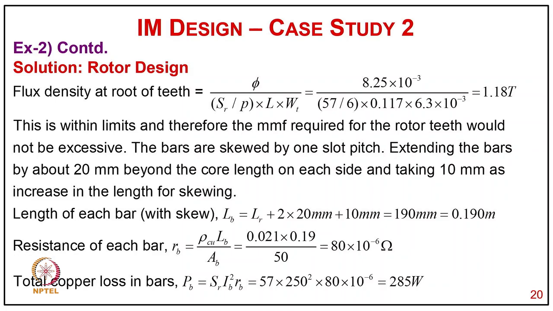So the bars are skewed by one slot pitch, extending the bar about 20 millimeter beyond the core length on each side, and taking a 10 millimeter increase in the length for skewing. The length of each bar with the skew will be LB equal to LR plus 2 into 20 plus 10, so it comes to 190 millimeter or 0.19 meter. The resistance of each bar RB equal to rho CU LB upon AB, so it comes to 80 into 10 power minus 6 ohm. And the total copper loss in the bars will be PB equal to SR IB square RB, so it comes to 285 watt.